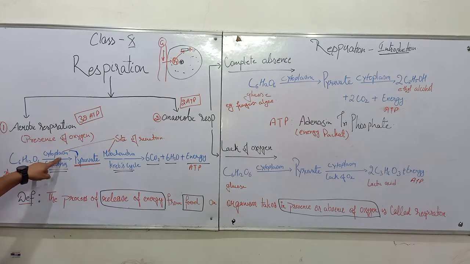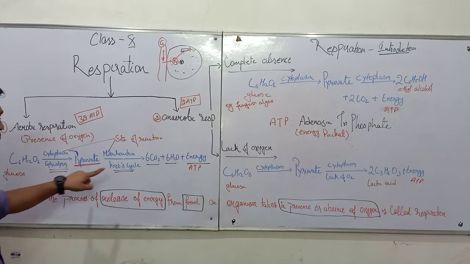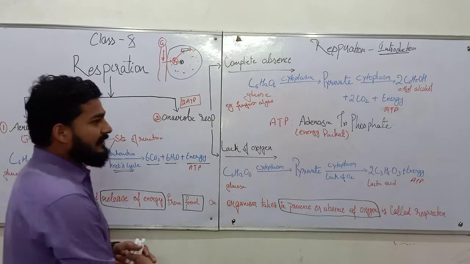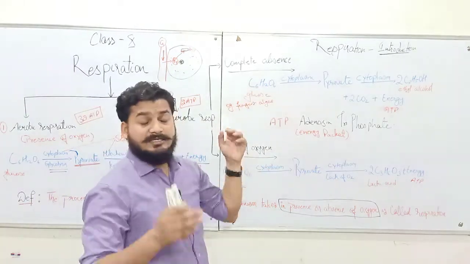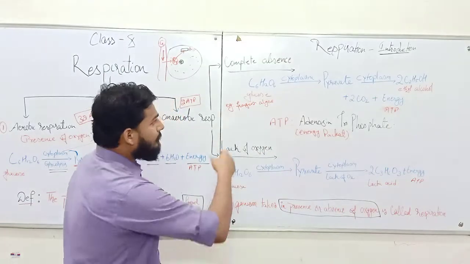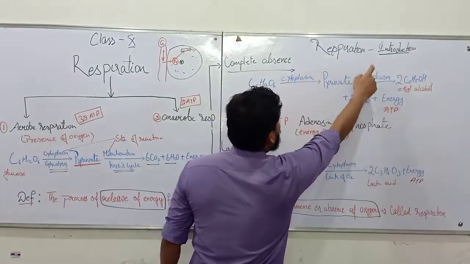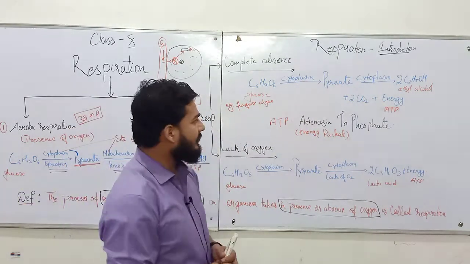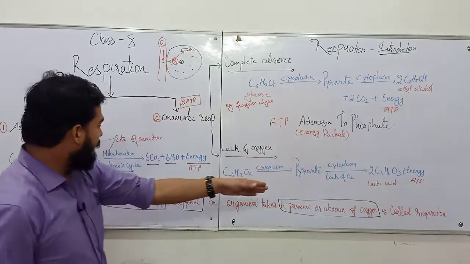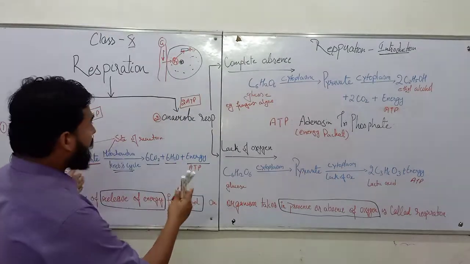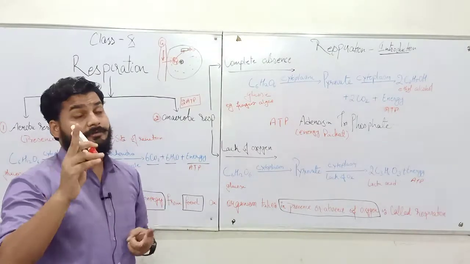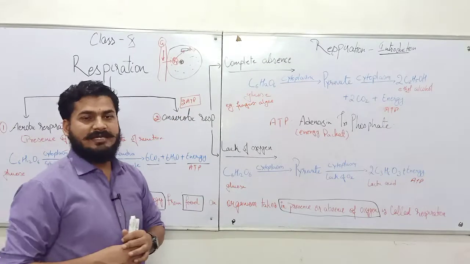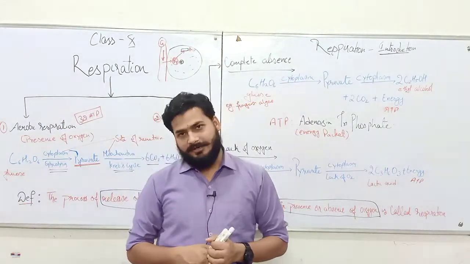The site of reaction in this case is the cytoplasm, a process called glycolysis. The site of reaction here is the mitochondria, a process called the Krebs cycle. In these two cases, there is no presence of mitochondria, so both the reactions take place in the cytoplasm only. So what you need to remember basically is: first, the reactions; second, the end products; third, the amount of ATP produced by the organisms.